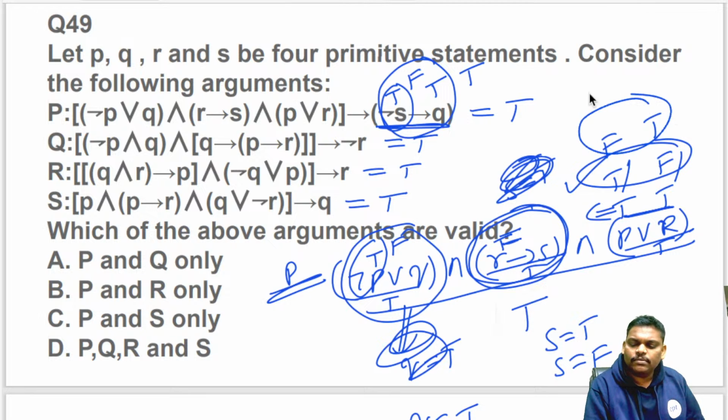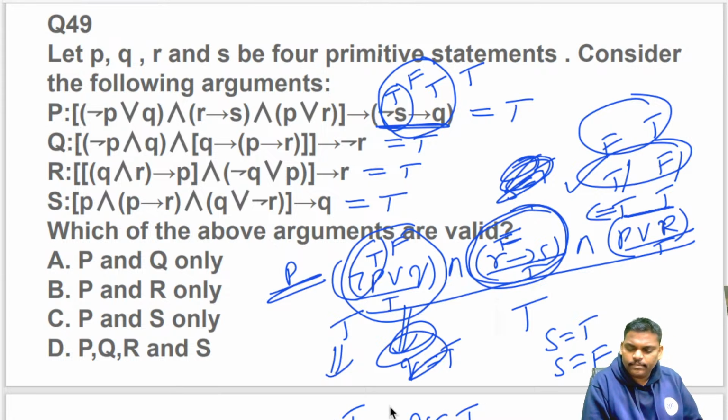Go to the third combination. The third combination was false, true. So P is false, which means negation P becomes true. True or anything is true, so Q can be anything, true or false; it doesn't matter. But what about this one? R is true means S should be true.